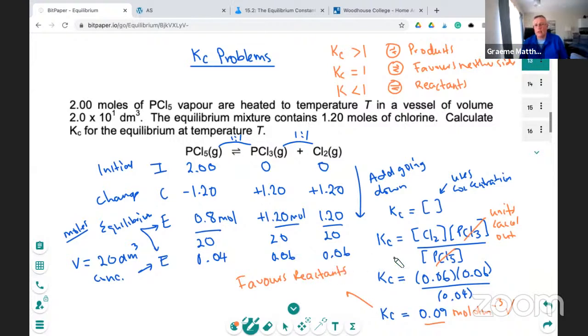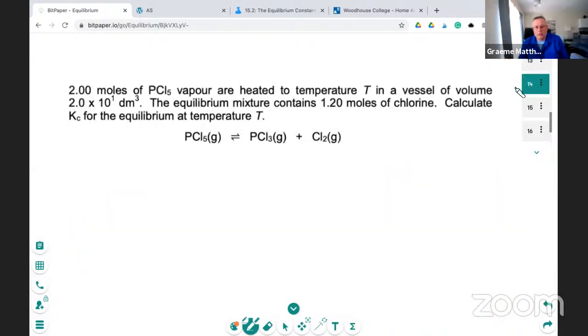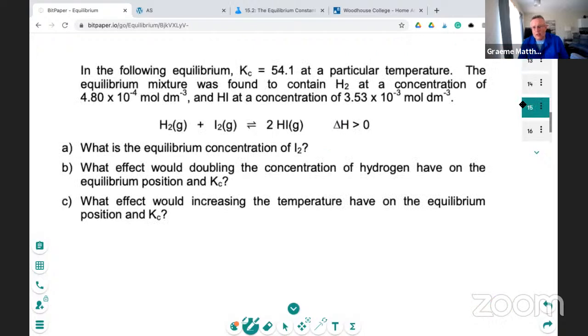Now then, how about this one? Was that a dupe of 13? I believe it was. Okay, so we don't have to worry about this one then. All right then, in the following equilibrium, Kc is 54.1.